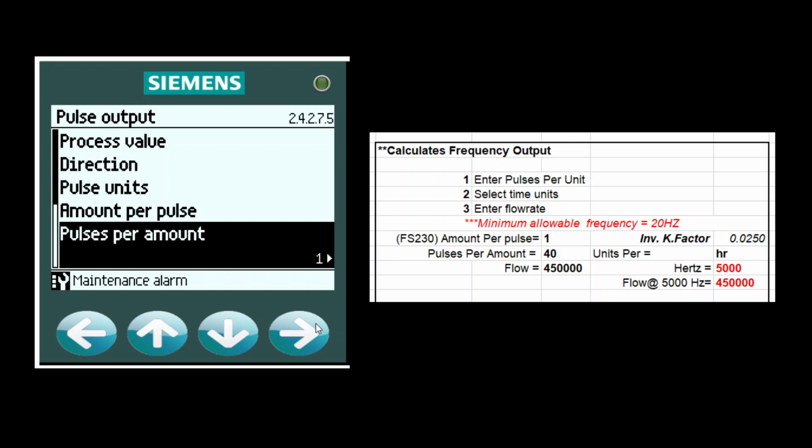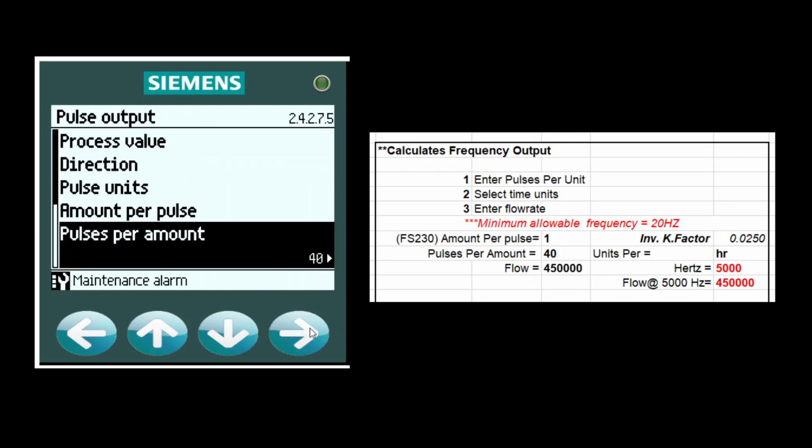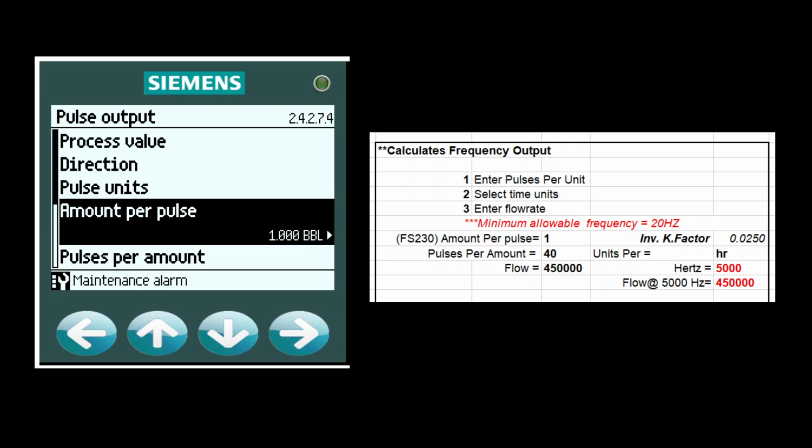Or set this to 40, and set this one to 1, this will also give you 5,000 hertz at 450,000 for this example.